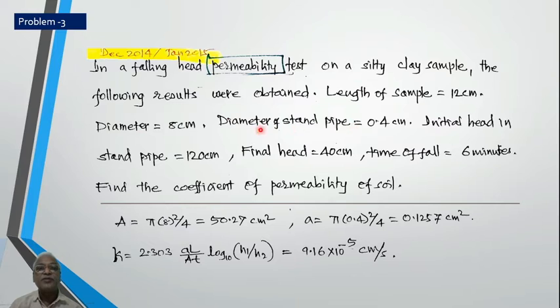Diameter of the standpipe is 0.4 centimeter. Initial head in standpipe is 120 centimeter. Final head is 40 centimeter. Time of fall is 6 minutes. Find the coefficient of permeability of the soil. Very straightforward data. Clearly mentioned that it's falling head, and then why falling head, they have mentioned it's a silty clay sample.